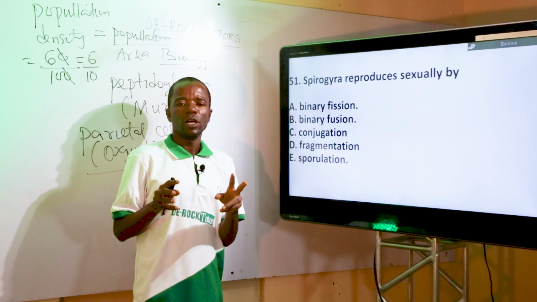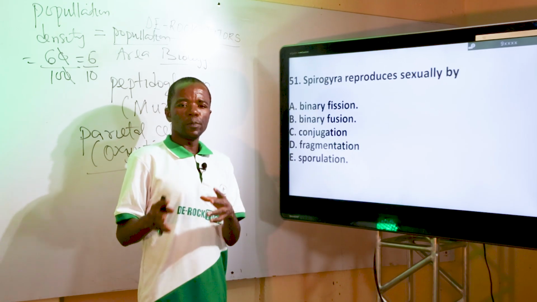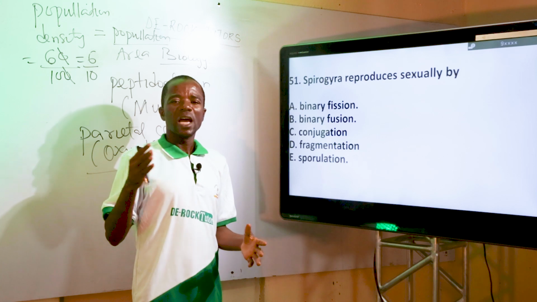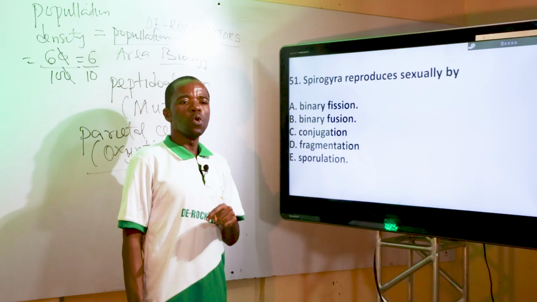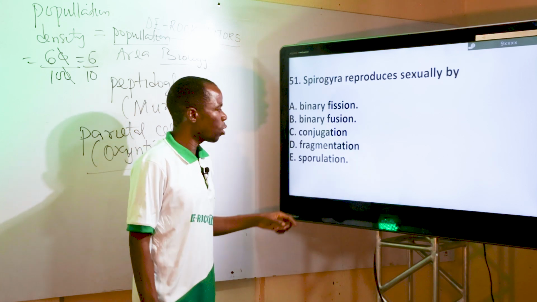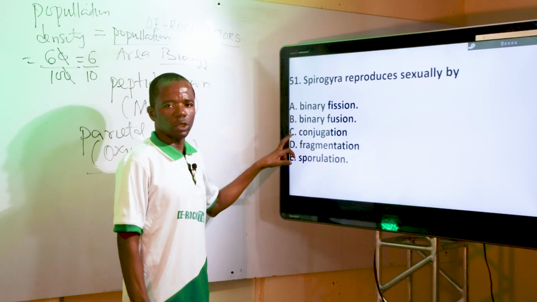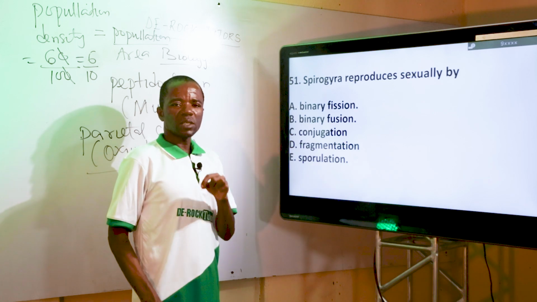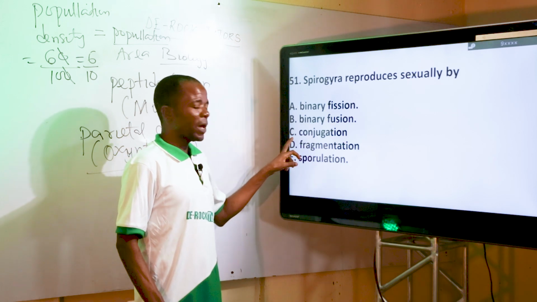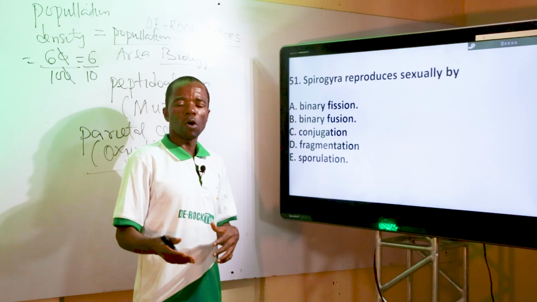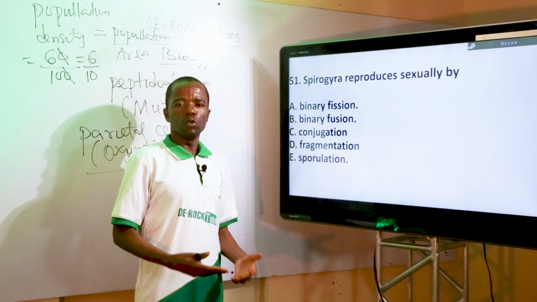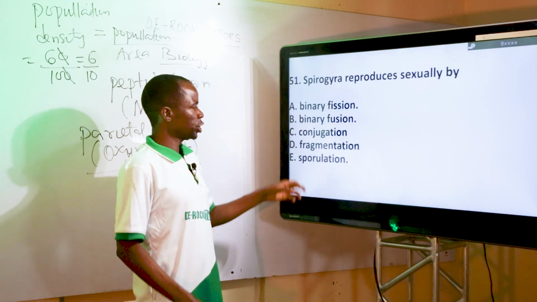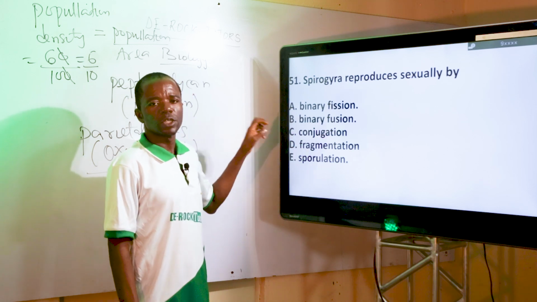Now, Spirogyra is one of those organisms that can reproduce both sexually and asexually. The sexual mode of reproduction in Spirogyra is called conjugation, which is option C. It is instructive to note that just like Spirogyra reproduces sexually by conjugation, Mucor and Rhizopus also reproduce sexually by conjugation. So the correct answer once again is conjugation.